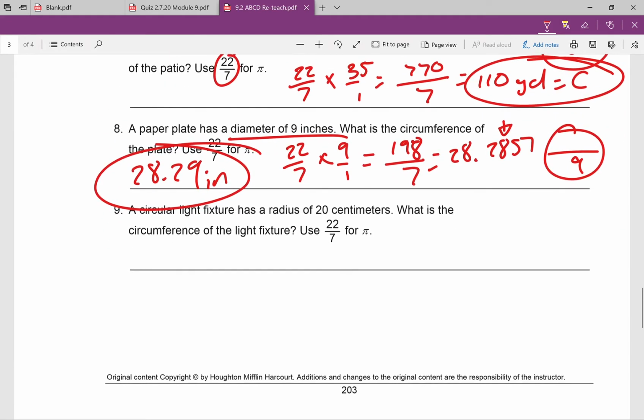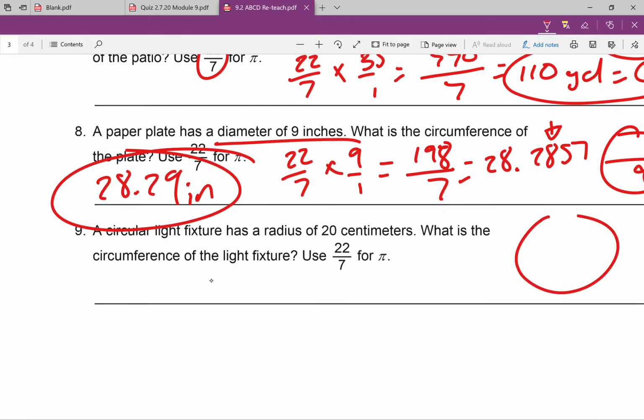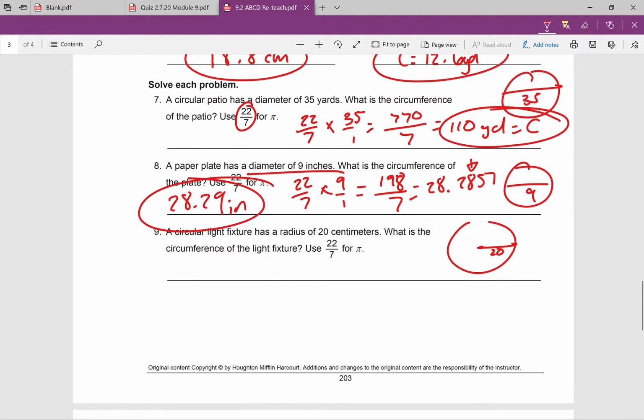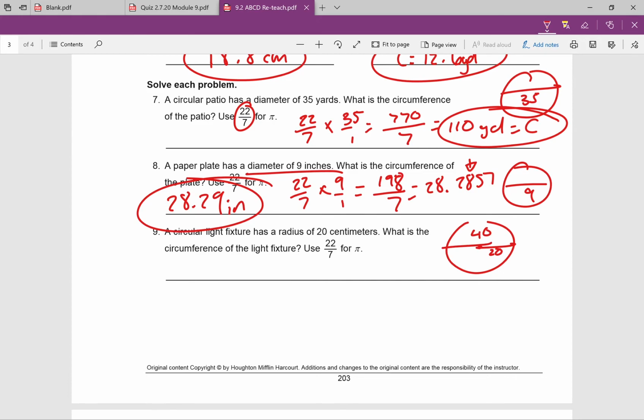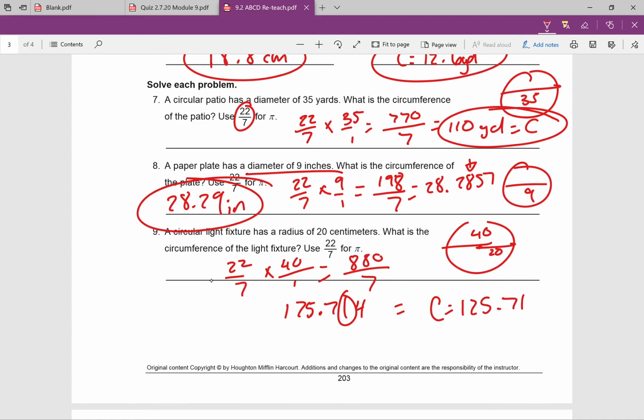And the last one, a light fixture with the radius of 20. So my diameter is double that, which is 40. So it's 22 over 7 times 40 over 1, which is 880 divided by 7, because when I multiply the bottom, I get 7. That gives me 125.714. I'm going to round to this place, so my answer, the circumference, is 125.71, and these are centimeters.